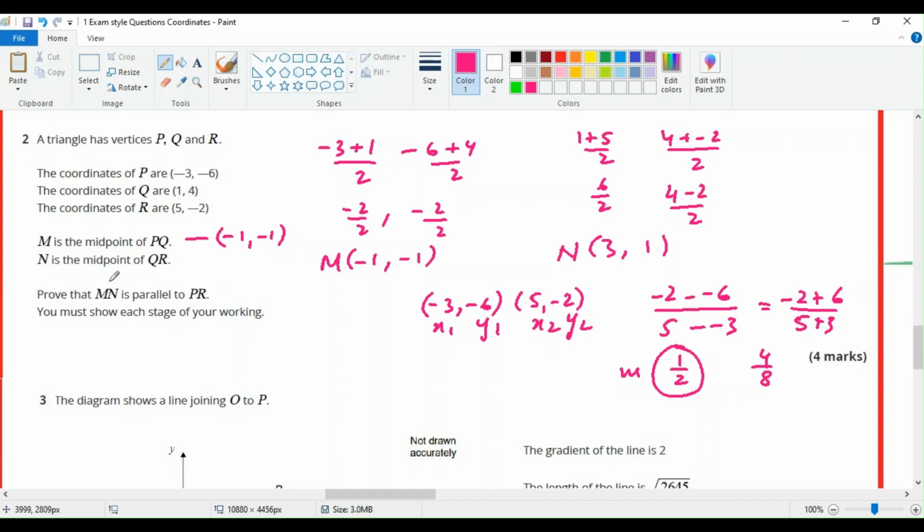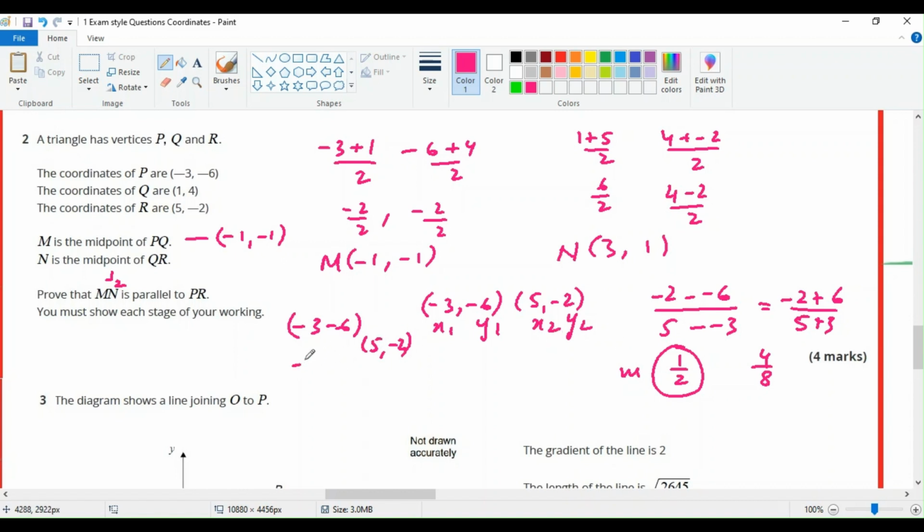The gradient of MN is 1 over 2. Now PR, we can find out. P is (-3, -6), and R is (5, -2). That means we can find out the same way.